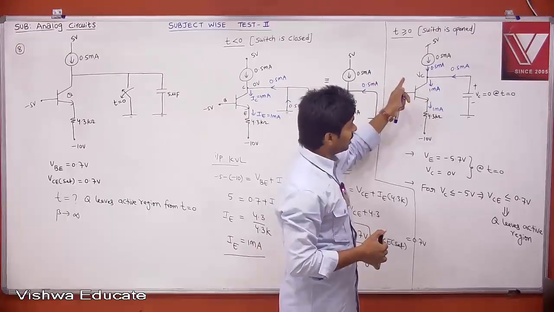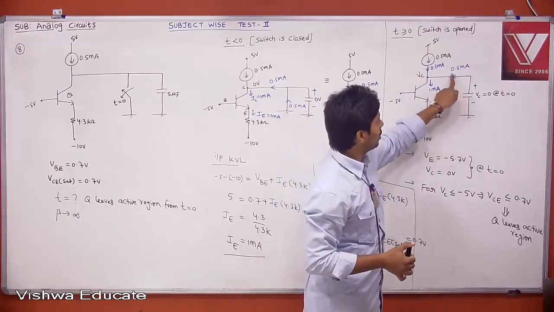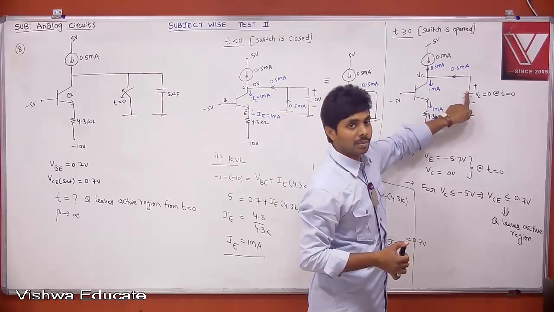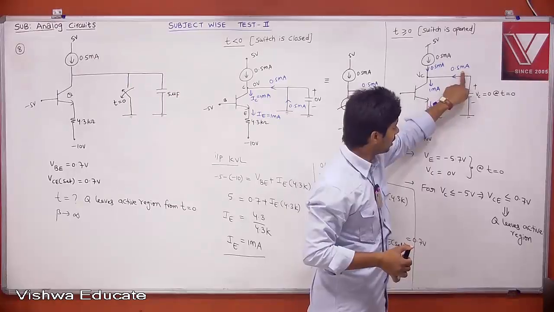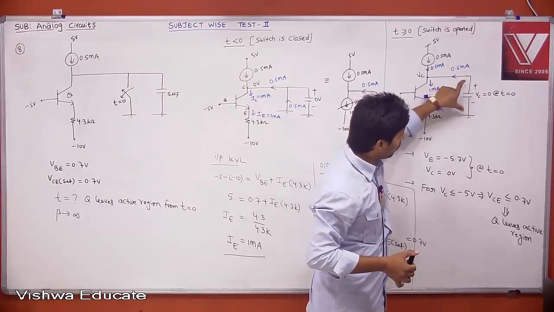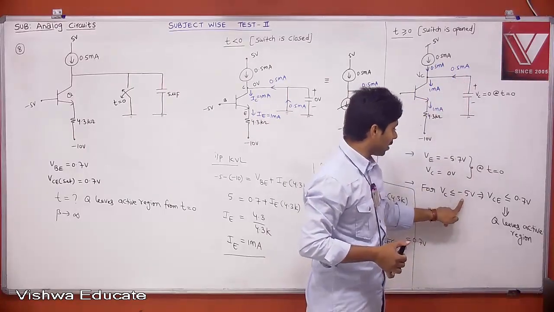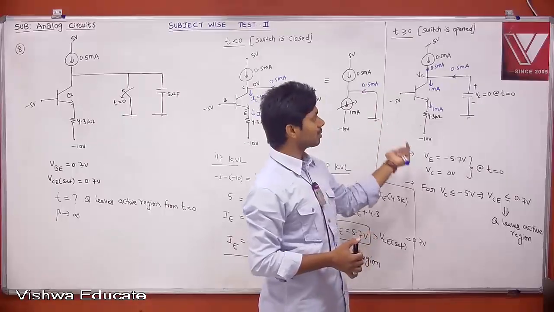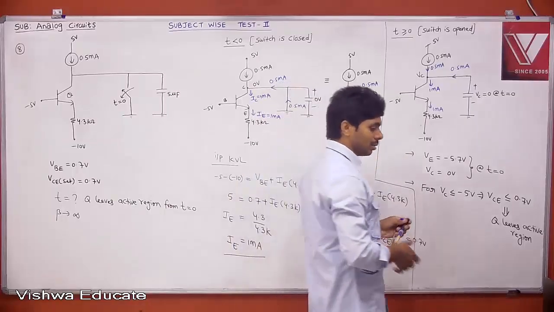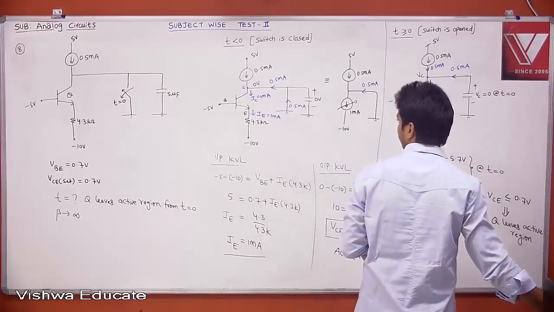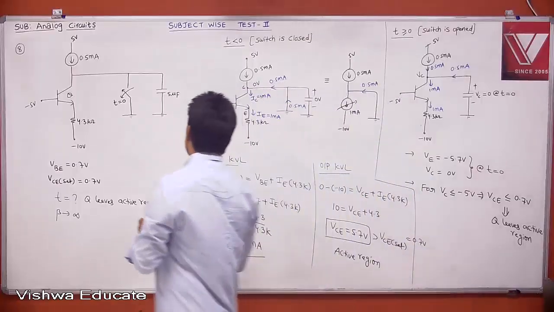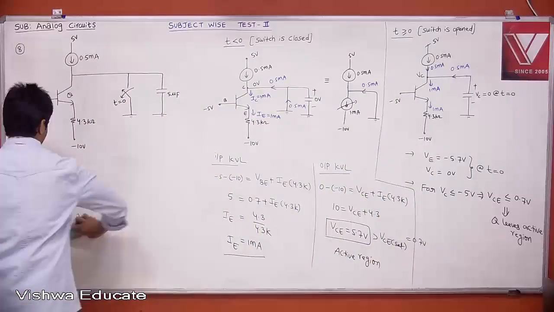The current flowing through the capacitor is 0.5 milliampere. For what time will the voltage across the capacitor be equal to minus 5? That is the time where the transistor will come out of the active region. If you calculate that, then the problem is over. Therefore, if I calculate, you will get the answer.